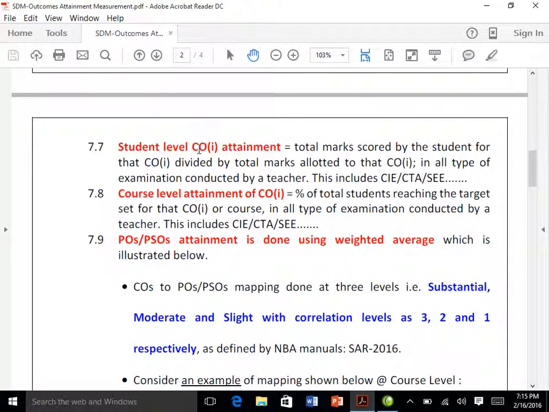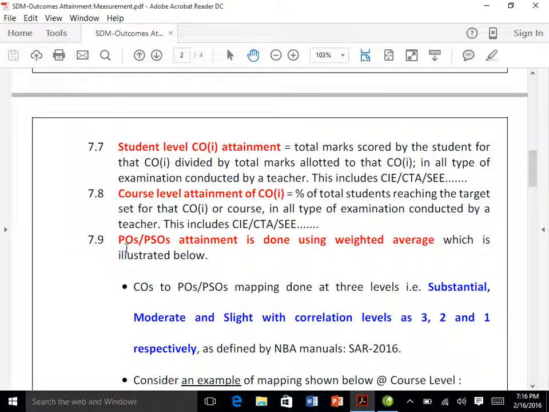Student level course outcome attainment. A particular course outcome attainment is calculated based on total marks scored by the student for that CO divided by the total marks allotted to that CO where the student has attempted, in all types of examinations conducted by a teacher. Course level attainment of a given CO is equal to percentage of total students reaching the target set for that CO or course in all types of examinations conducted by a teacher.